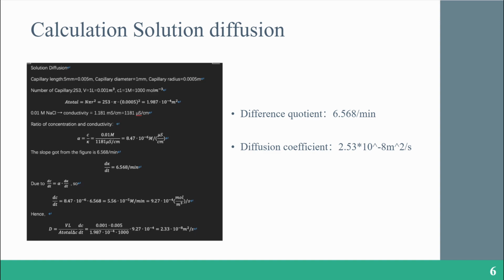So here are the calculations that we did for the first experiment, and we have a difference quotient of 6.568 per minute and a diffusion coefficient of 2.53 times 10 to the minus 8 meters squared per second.